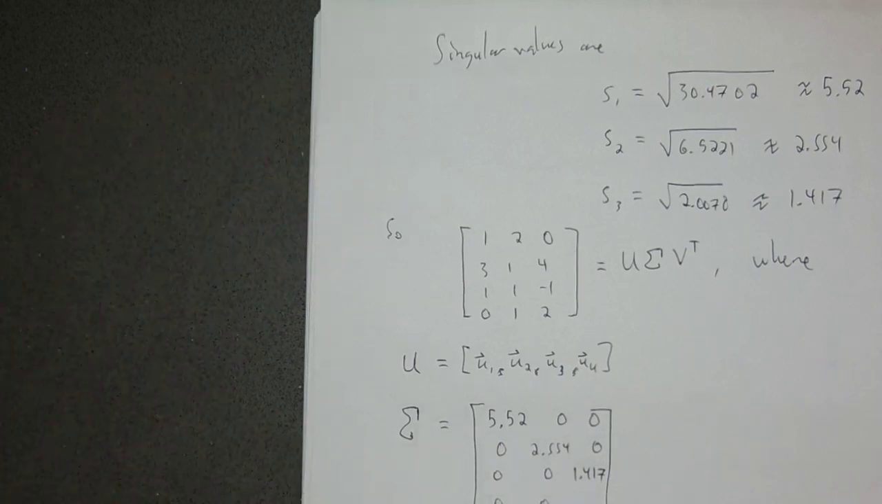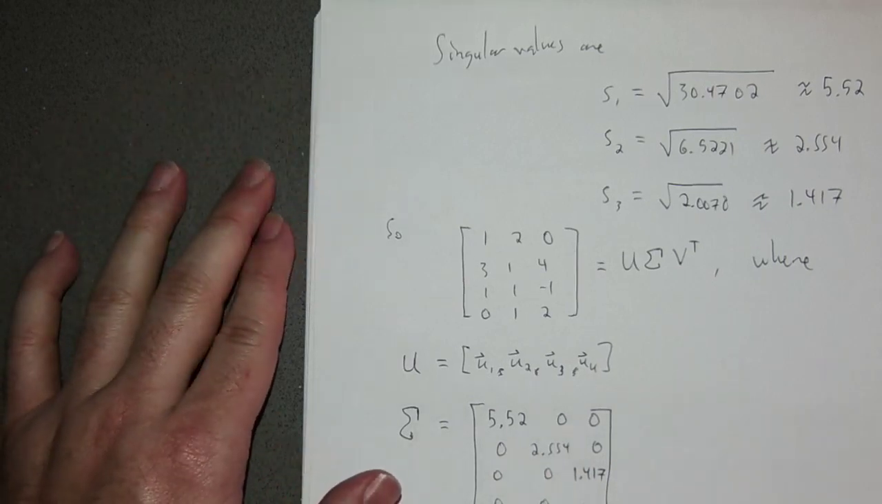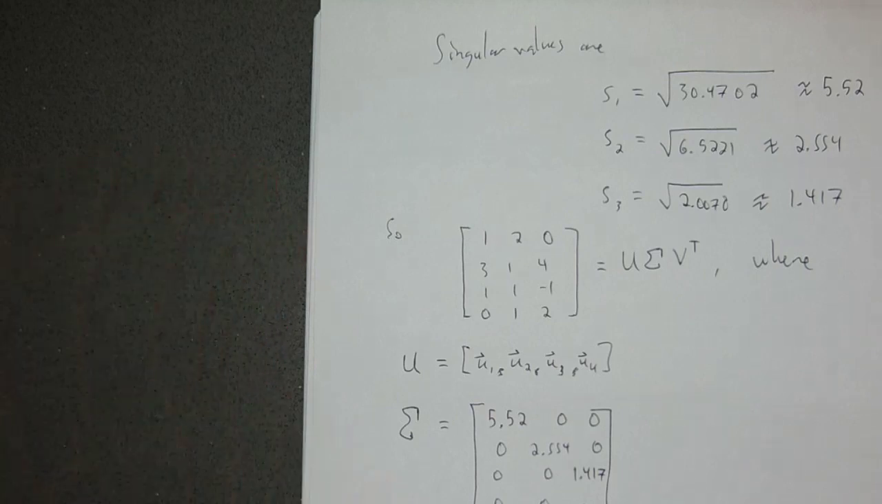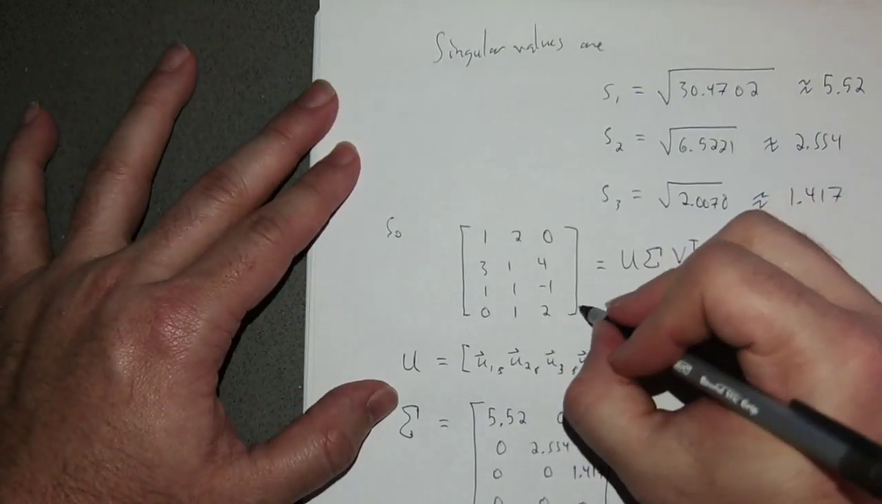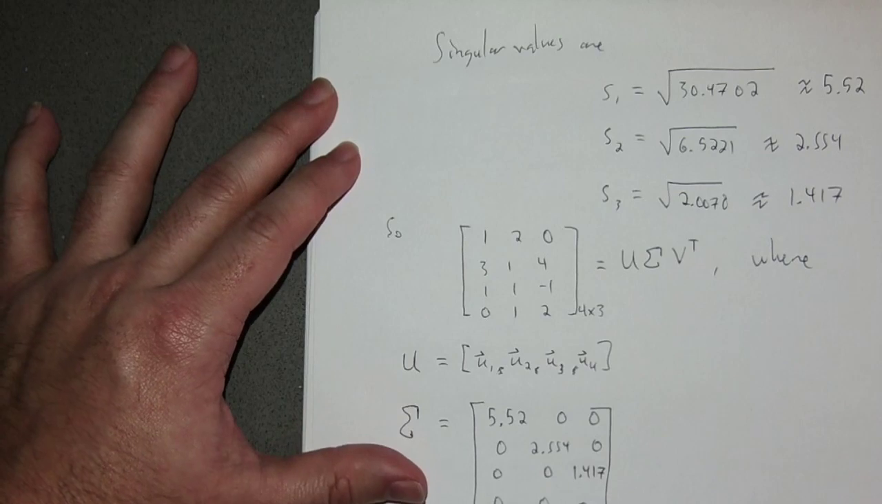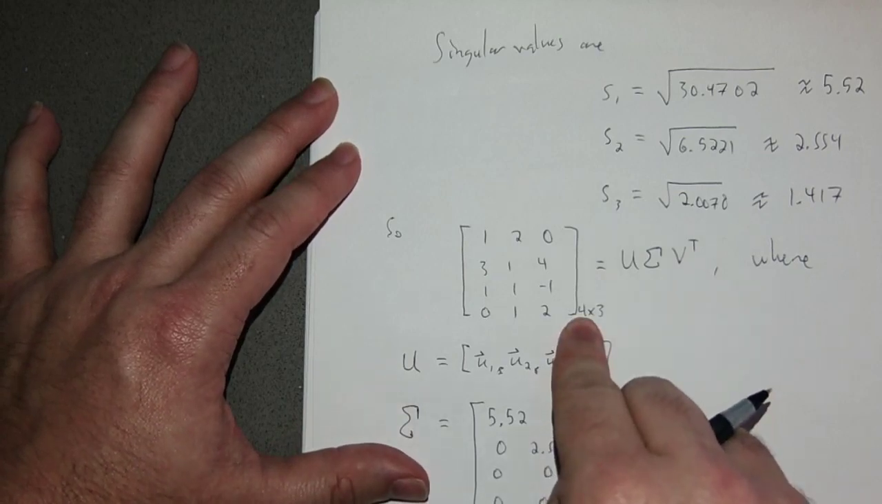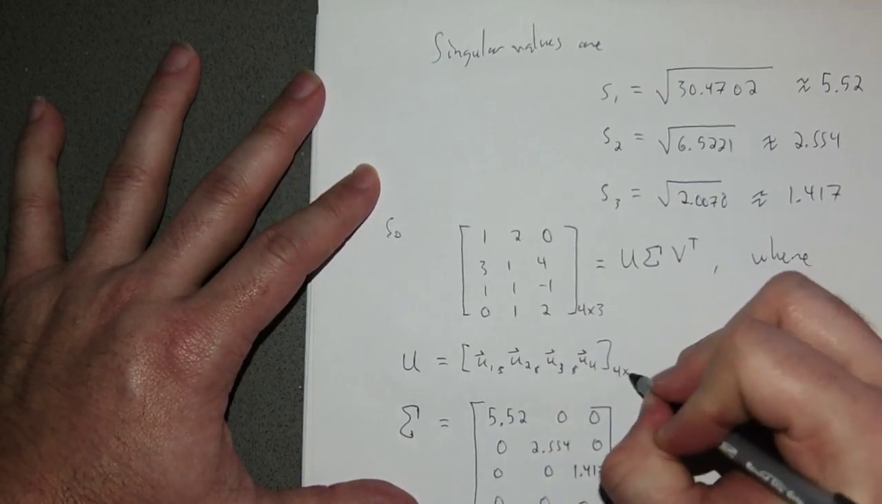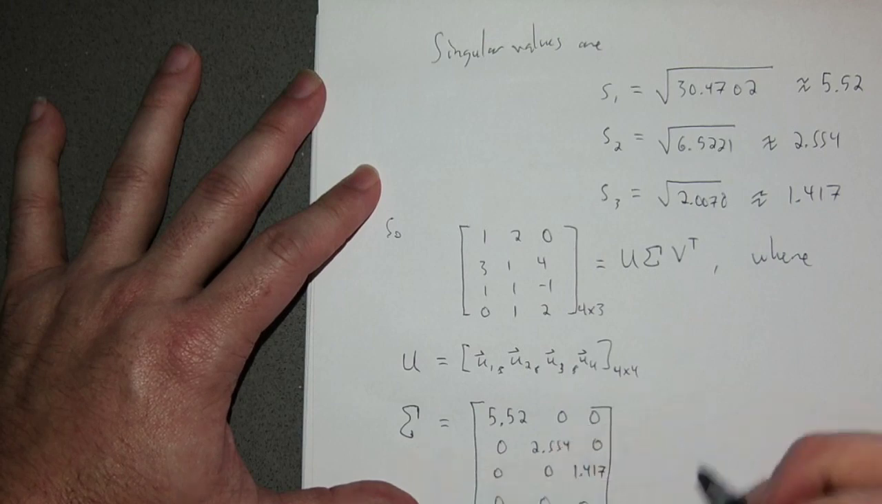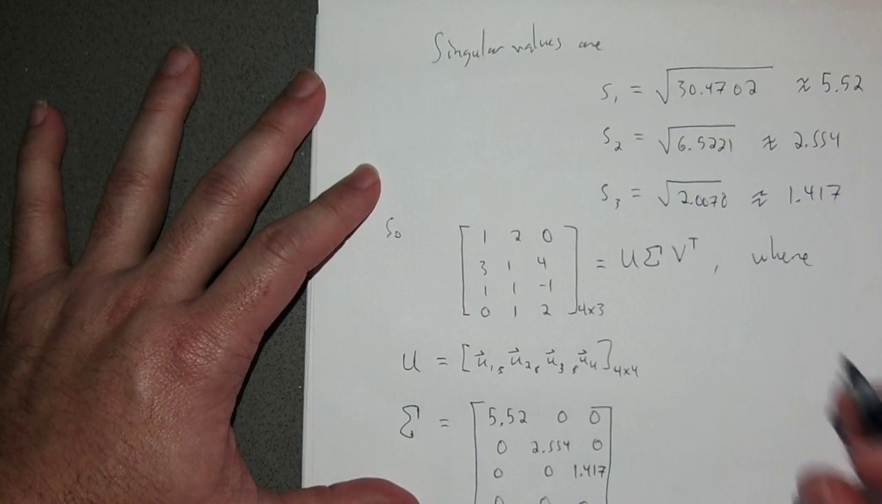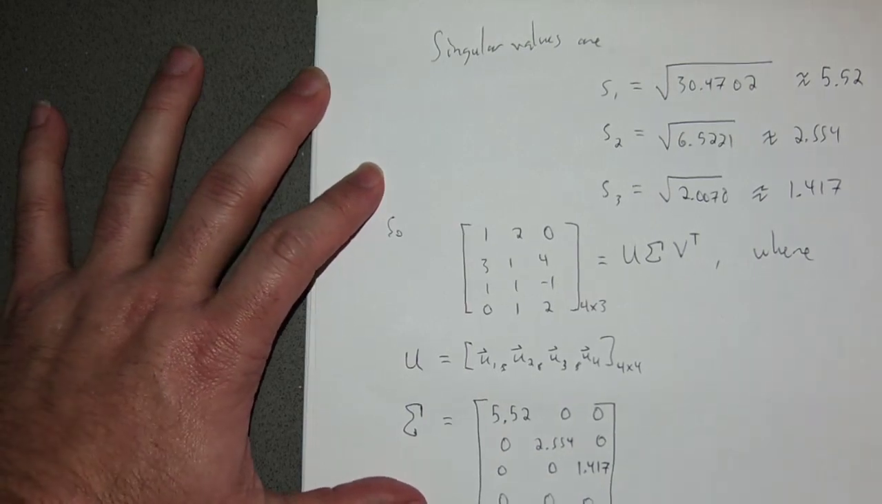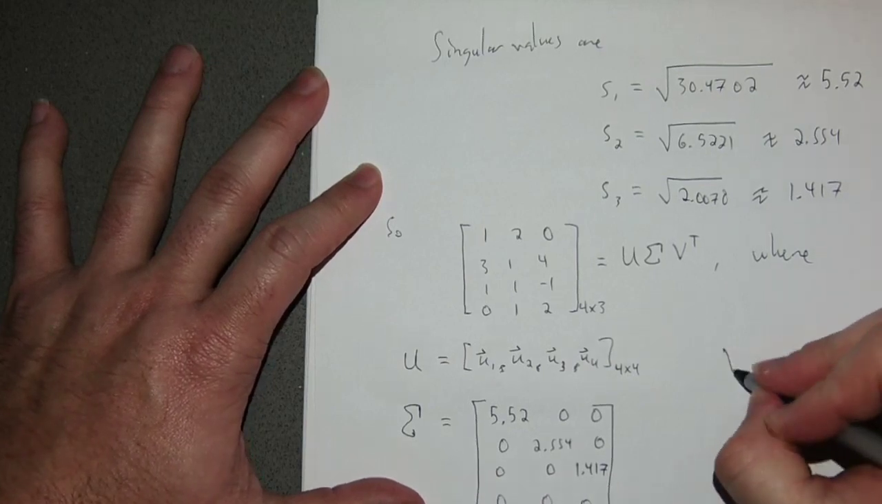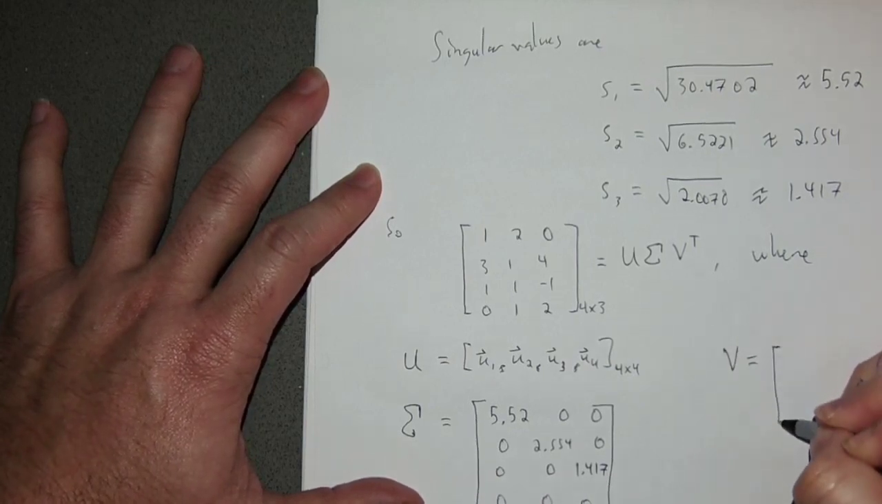Now, before I move on really quickly, if you're confused about the dimensions here, to keep track of them, we began with a 4 by 3 matrix. So the way that this should work is that U is 4 by 4, sigma is 4 by 3, and V is going to be 3 by 3, right? So sometimes it's good to keep track of these things.